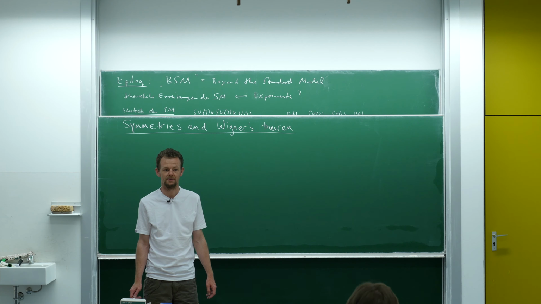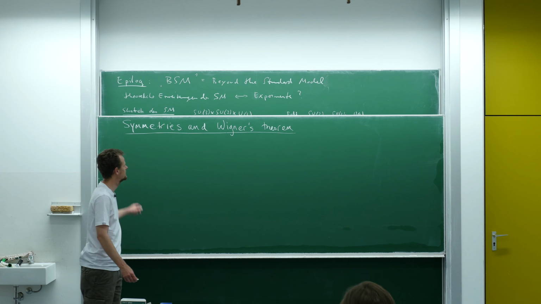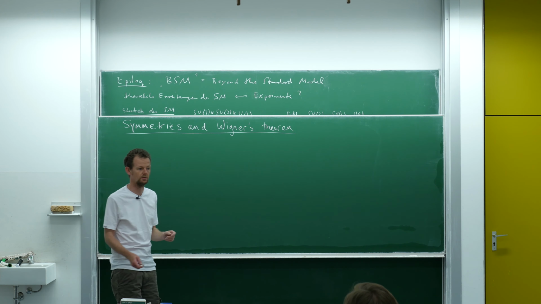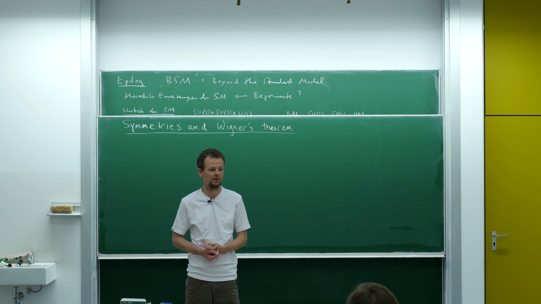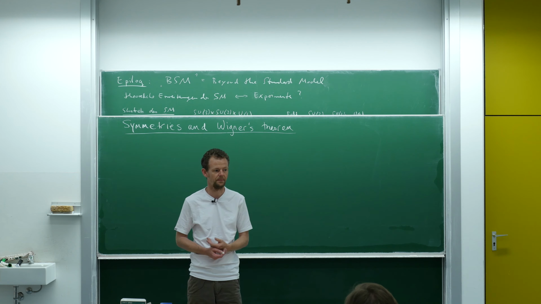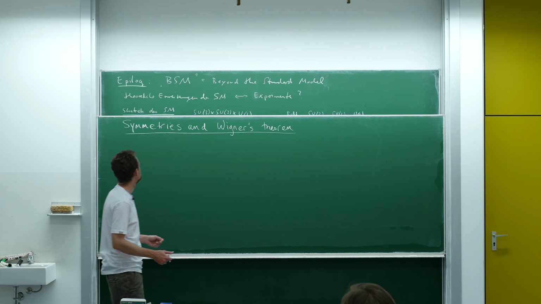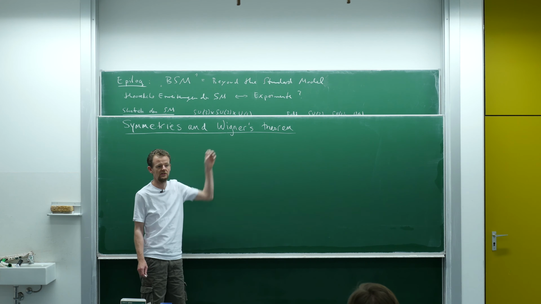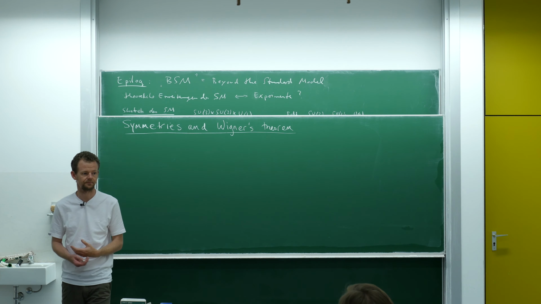Okay, we're coming now to the end of our journey in many particle quantum mechanics, and we've reached the last topic of this course, which is a short overview of symmetries in many body quantum systems, or in quantum systems. And the objective for this last part is to prove a theorem known as Wigner's theorem, which tells us how symmetries are implemented in quantum mechanics, partially.